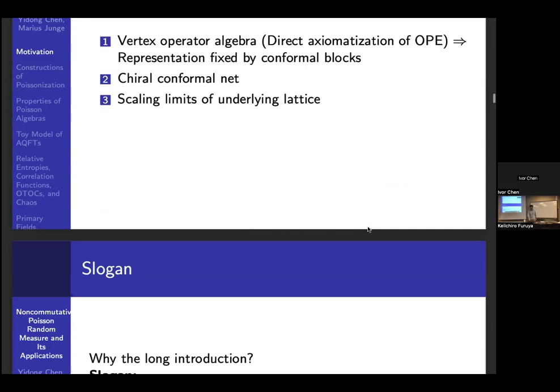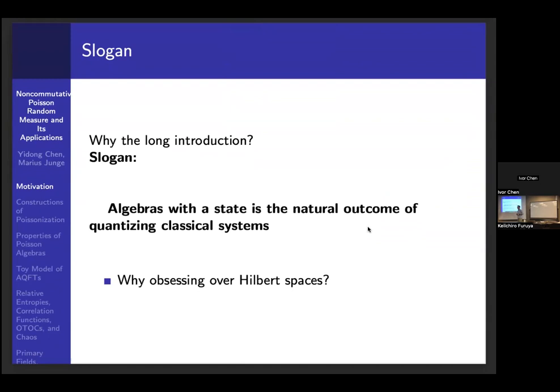So, okay, I spent 10 minutes in the introduction, which has nothing to do with Poisson or whatever, but why this long introduction? What is the common point that I try to stress? The common point is that one of the natural outcomes of quantizing a classical system is that what you get is actually an algebra and a state, or a functional. Well, I'm deliberately vague here. Algebra can be different things to different people. It can be a C-star algebra. It can be just a purely associative algebra with no analytic requirements. But there is a state. What is a state? Well, it can also be different things in different scenarios. It can be a bounded functional for C-star algebras. It can be just a linear map to the underlying field for algebras. But the point is, you have an algebra and you have a state, and that's the natural outcome of quantizing classical systems.